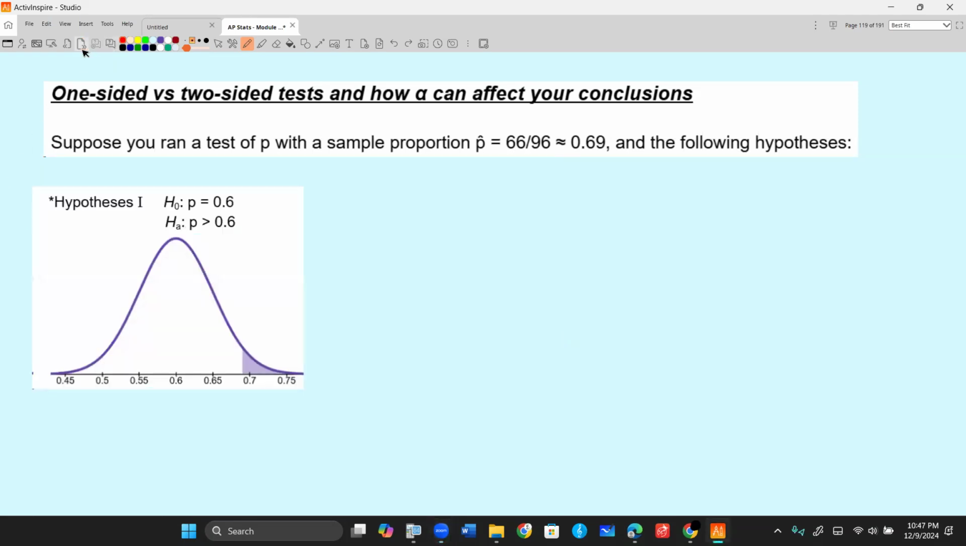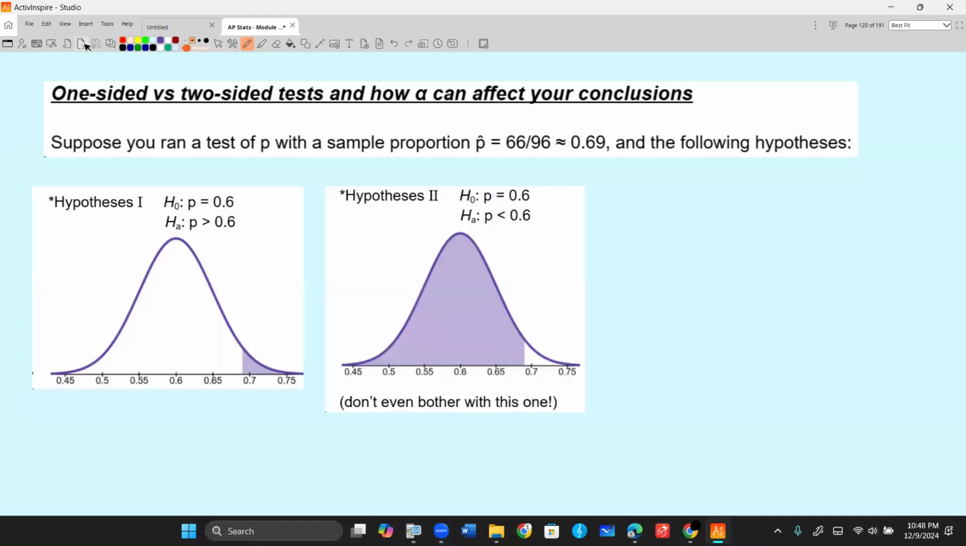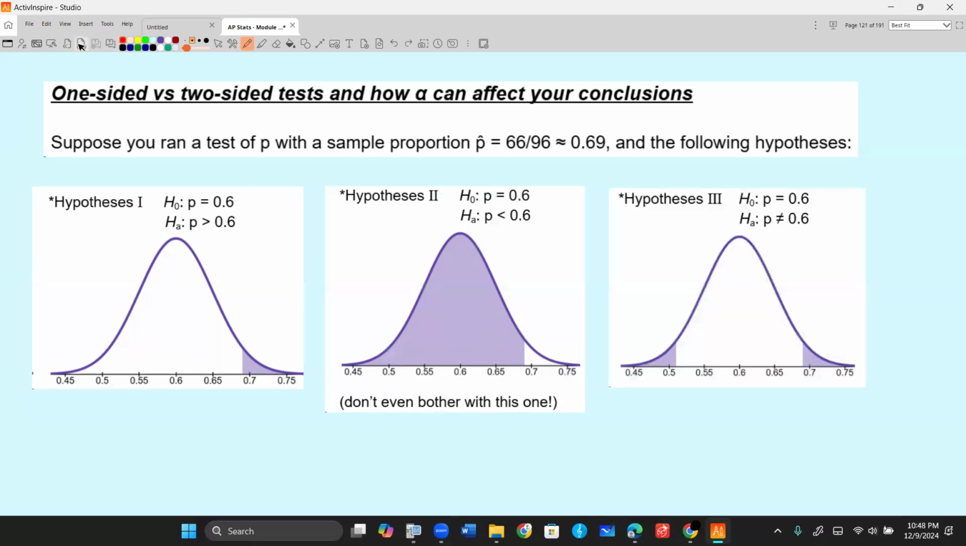So hypothesis 1, we have our p equal 0.6 and p is greater than 0.6. Hypothesis 2, p equal 0.6, p is less than 0.6. Notice that that's a large chunk there. We wouldn't really want to do this one in practice. Hypothesis 3, p is equal to 0.6 and p is not equal to 0.6. Look what happened to our normal distribution. Notice it's covering both sides here versus this side, which is just 1.